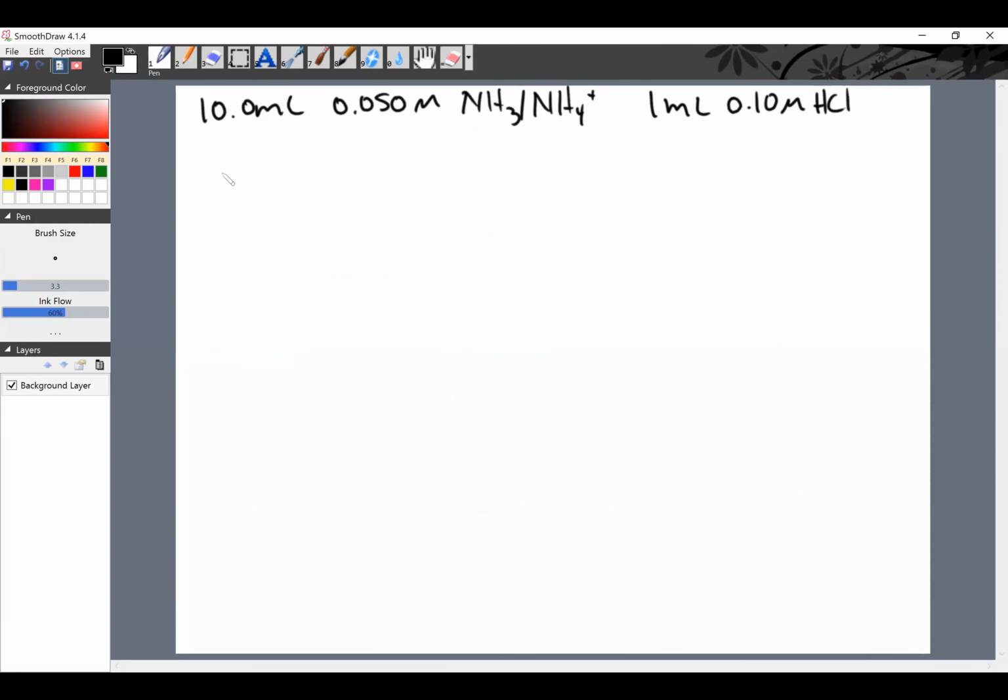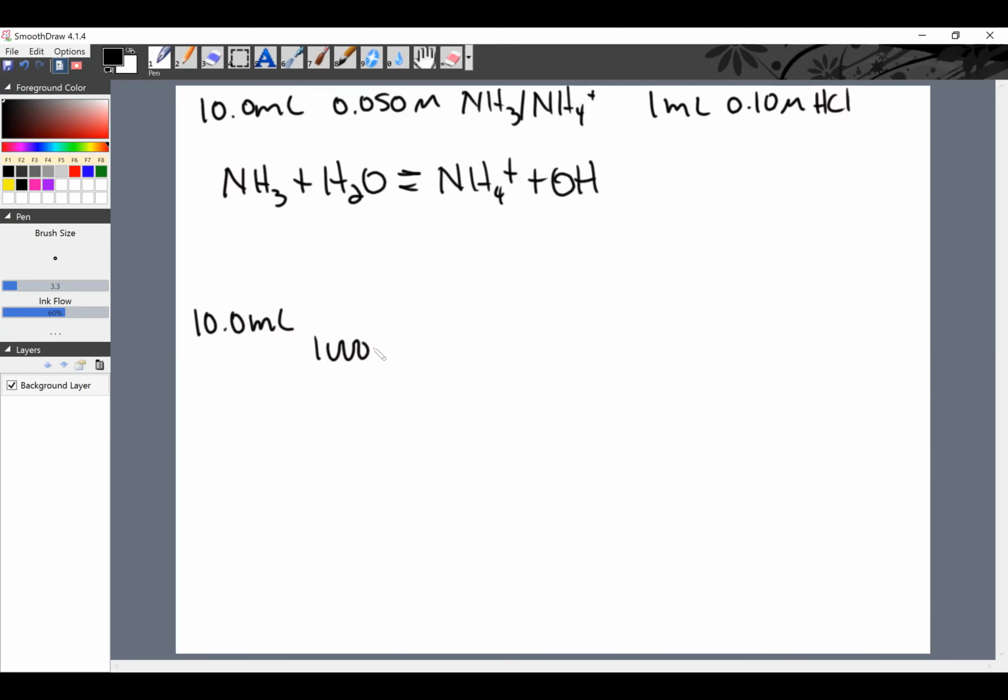NH3. Okay, I know I'm buffered, so I'm getting tired of doing all those dilutions. Let's just jump straight to moles. So I have 10 mils of 0.05. Get out of milliliters.